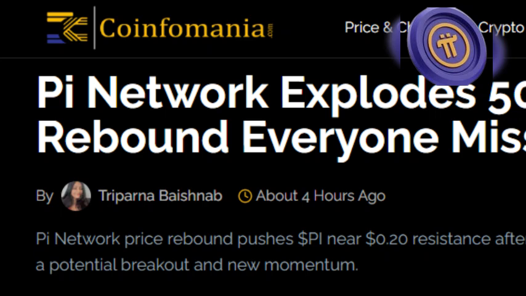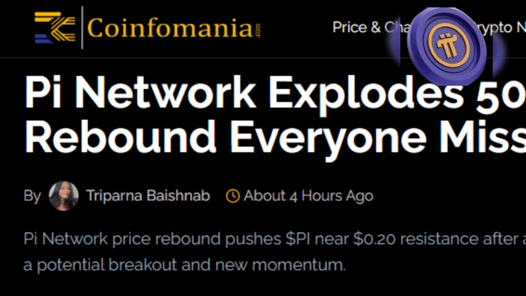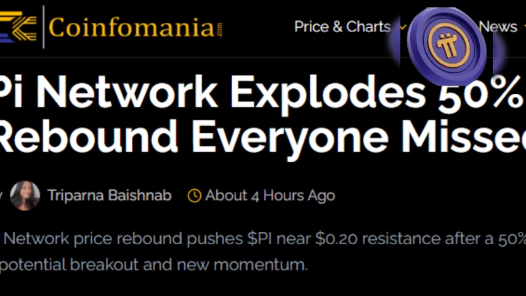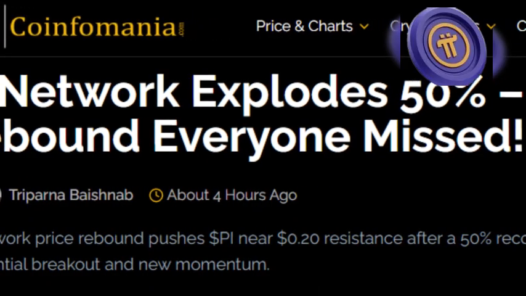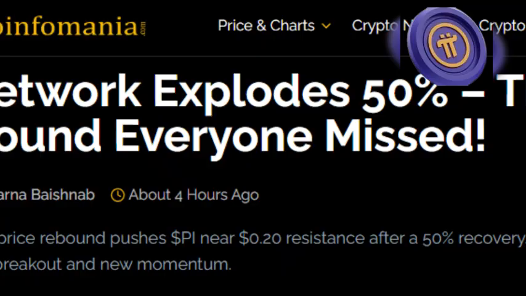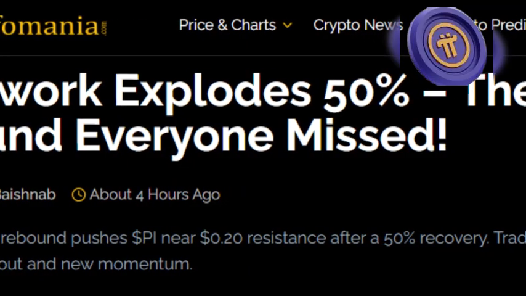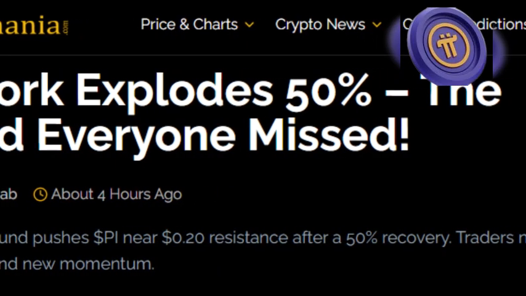Let's start by understanding what happened. Pi network crashed to 12.8 cents. That's a significant low point. From that crash point, the token rebounded dramatically. It shot up to 19.8 cents. That's a 50% move in just a few days.